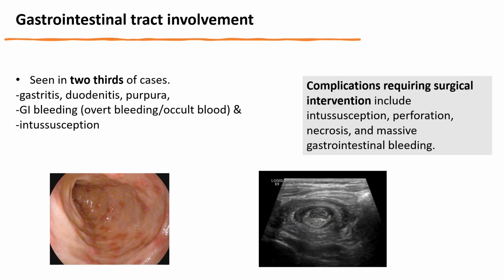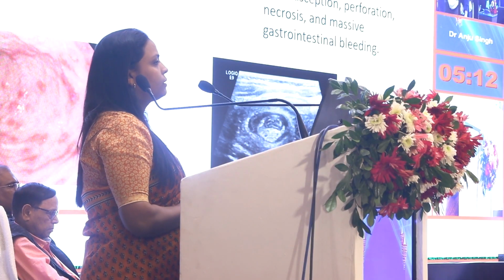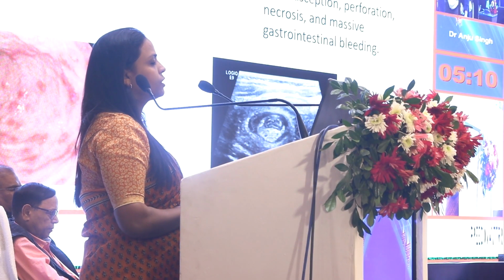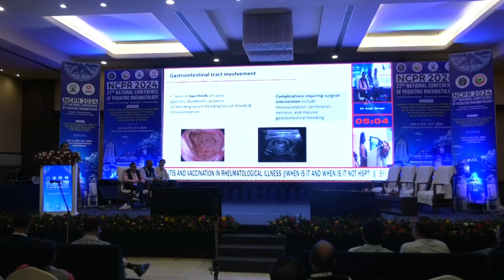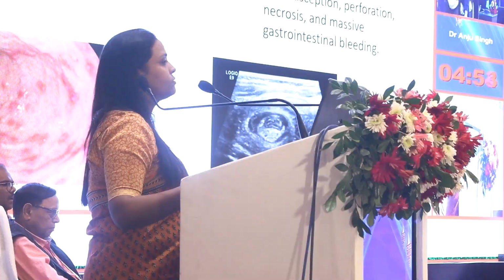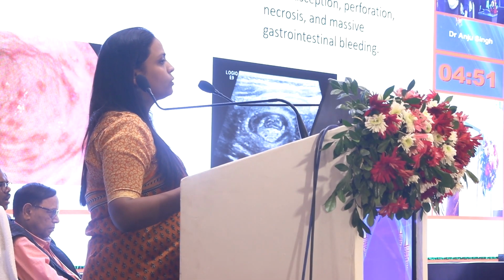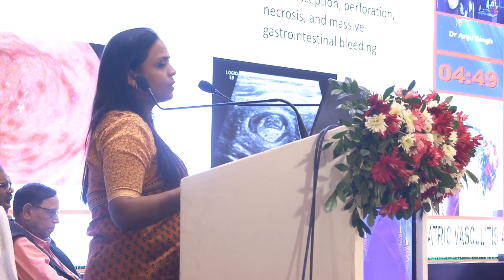The second most common organ to be affected is the gastrointestinal system, and it is seen in around 60 to 70% of the cases. The whole GIT can have vasculitis in these children. But the most important point is that they are a common cause of surgical intervention as well. The most common surgical complication that we see in these children is intussusception. Apart from that, we can have perforation, necrosis, or massive GI bleeding depending upon the severity of the GI vasculitis.